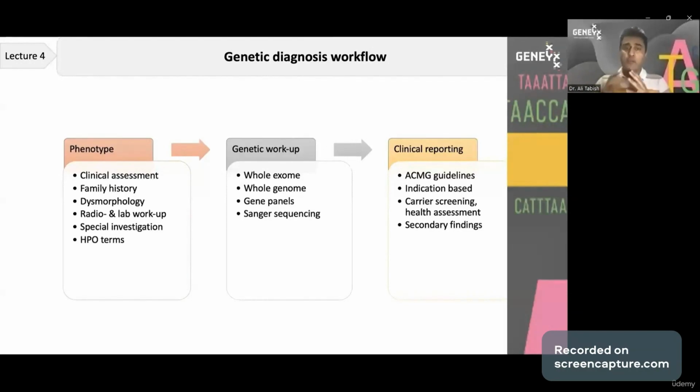Once this genetic workup has been done, we receive the genetic data as a geneticist. We have the clinical data of the patients, and we implement ACMG guidelines to identify the causal variant for this patient's phenotype. The reporting process could be indication based, like what the patient's clinical picture tells us, or carrier screening for general health assessment, or it could be a secondary finding like late onset cardiomyopathies or cancers.